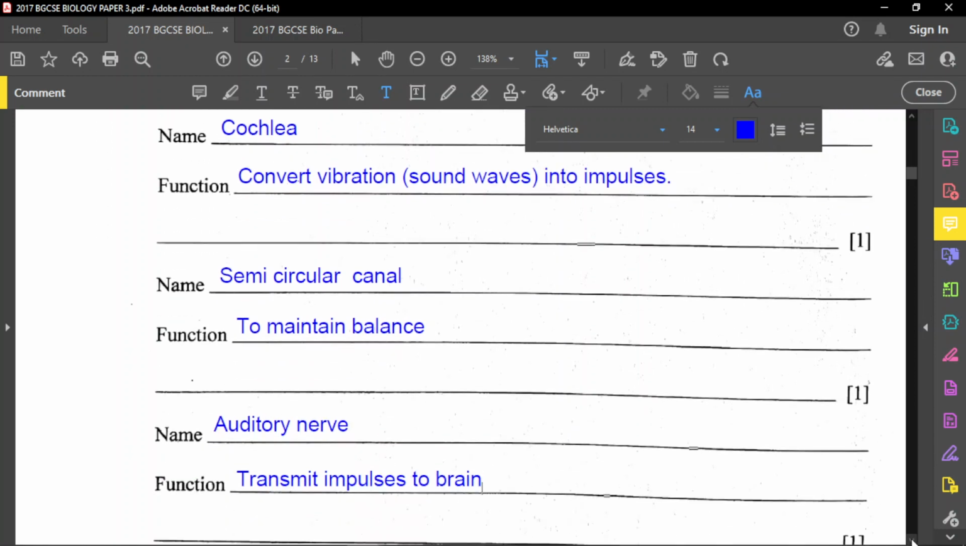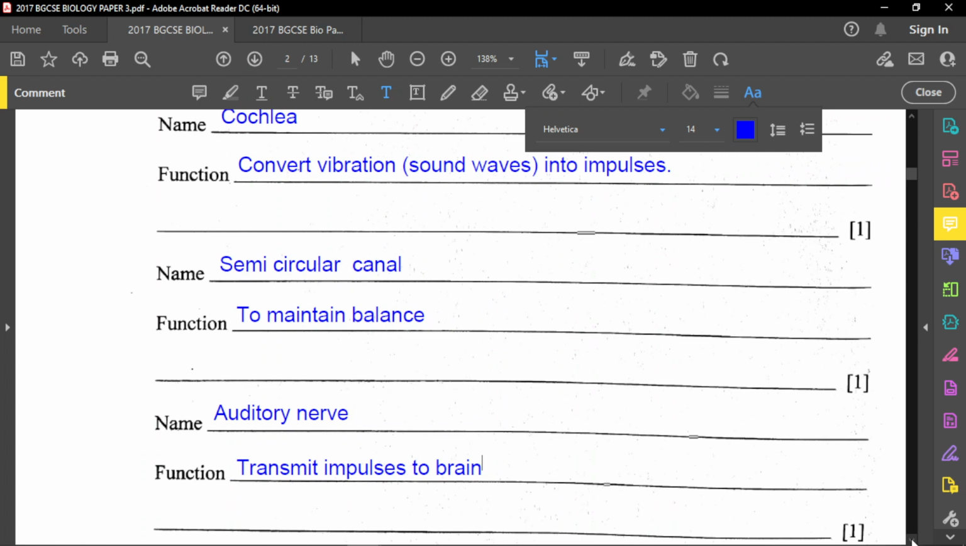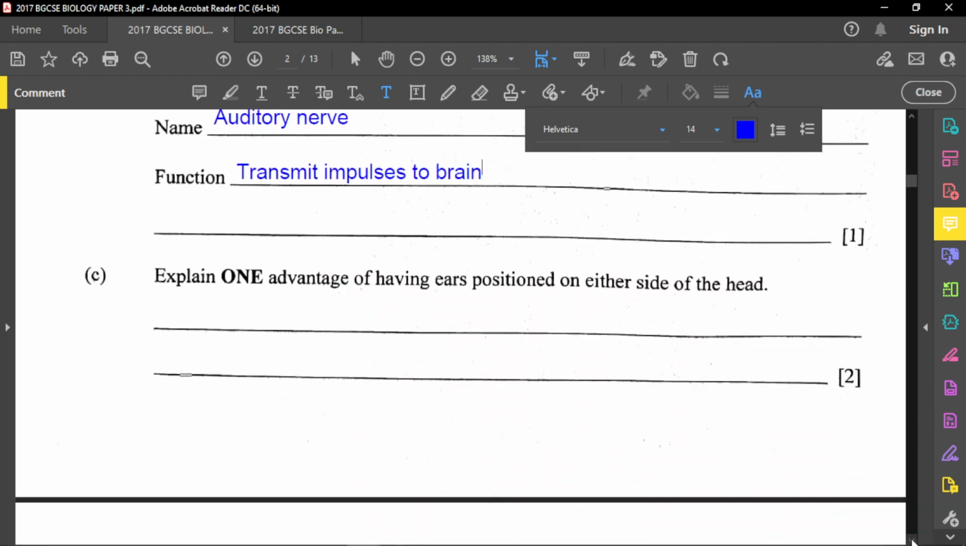There are other structures called tubules that are also there, and those also help in terms of balancing because they contain fluid. So there are a number of different structures here, but I'm keeping it basic for BGCSE. Cochlea, semicircular canal, auditory nerve. Those are 3 basic structures found within the inner ear itself.